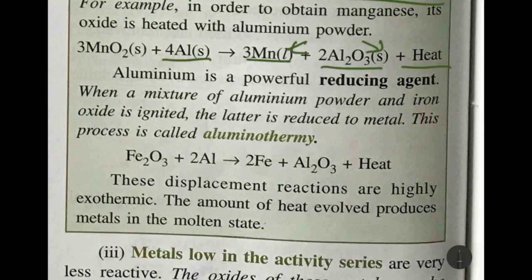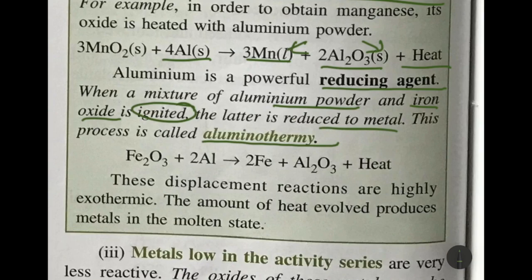Now aluminium is a very powerful reducing agent. When a mixture of aluminium powder and iron oxide is ignited, that is when it is burnt, the latter, that is iron oxide, is reduced to a metal. This process is known as aluminothermy. What is aluminothermy? When a mixture of aluminium powder and iron oxide is ignited, you'll see that iron oxide will turn into metal and aluminium oxide, and heat is given out.